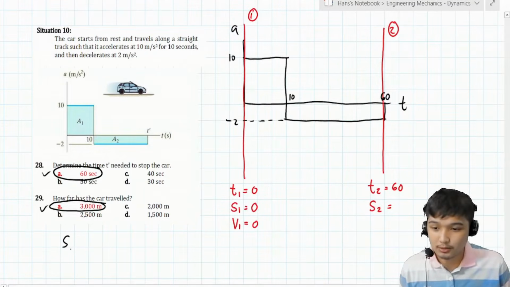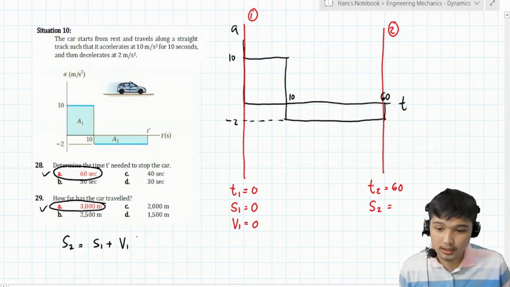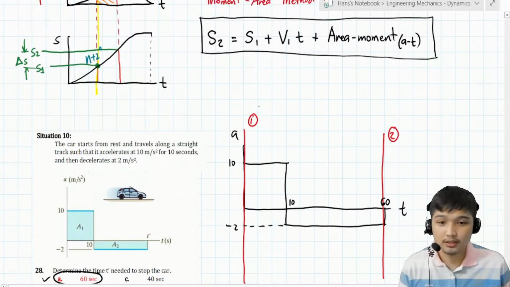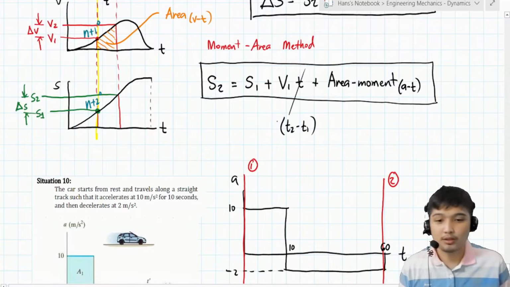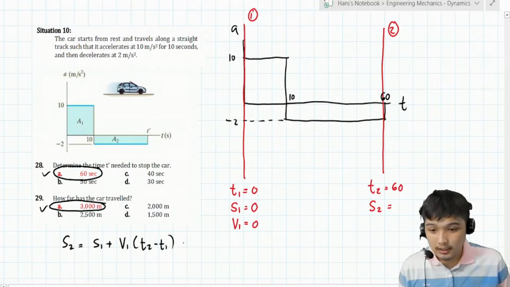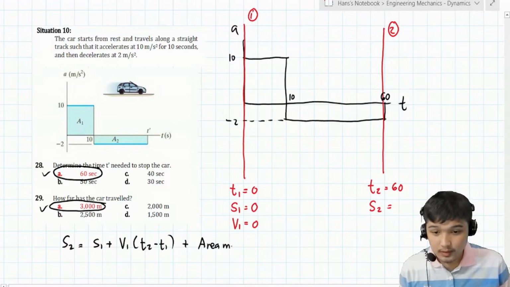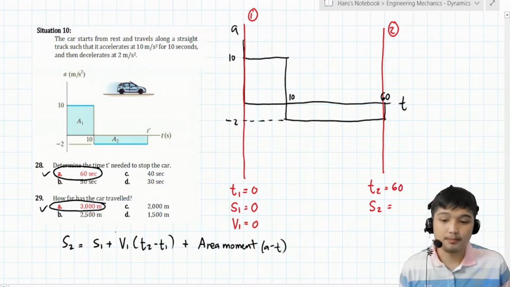So, that S2 is equal to S1 plus V1 times yung time T or yung time interval T, which is that is always yung T2 minus T1. Yun na lang lagay ko dito, no? So, lagay ko to dito para clear. Ito is T2 minus T1. Yan yung time interval t. Okay? And then plus the area moment of the acceleration-time diagram.